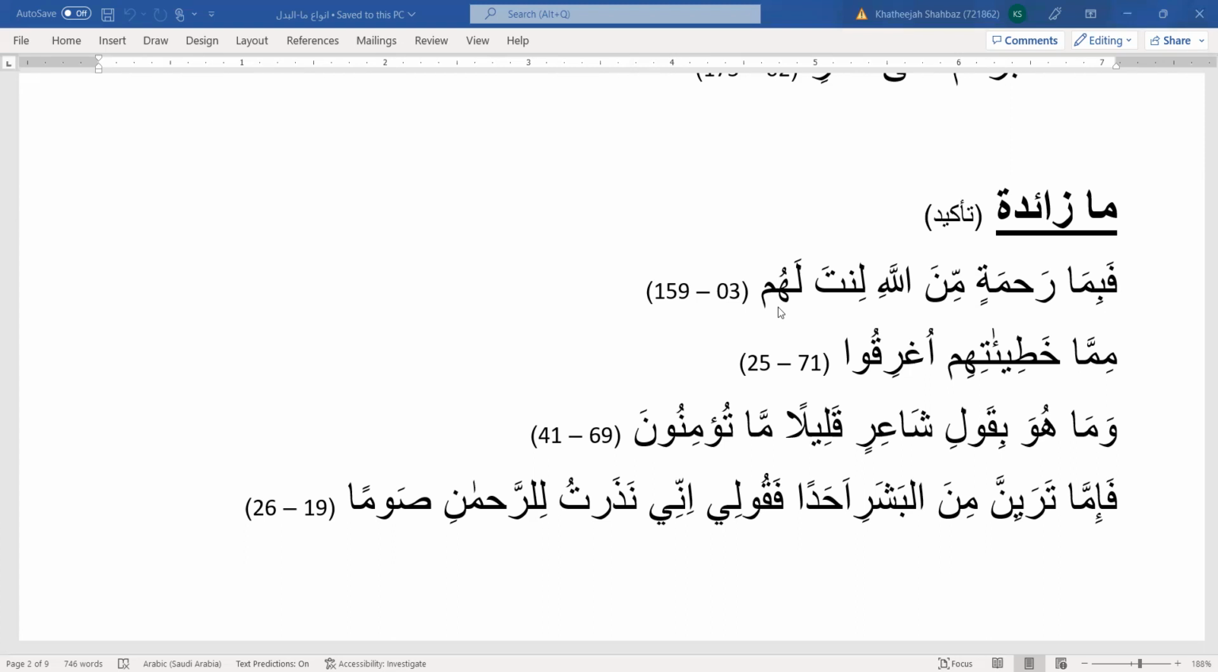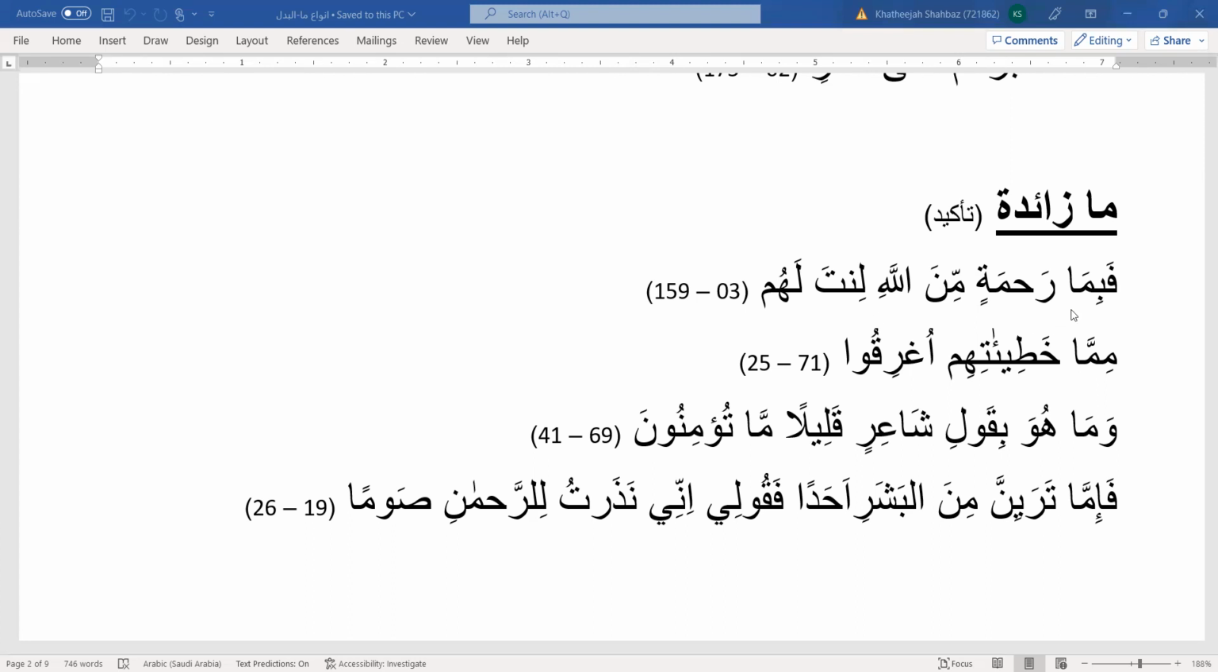But we cannot ignore it. If it is ma zaida, an extra ma, it doesn't mean that it doesn't have a role in it. It still has a role, and the role is to emphasize or magnify something. So how will I translate? Only with great mercy from Allah, you were lenient to them.